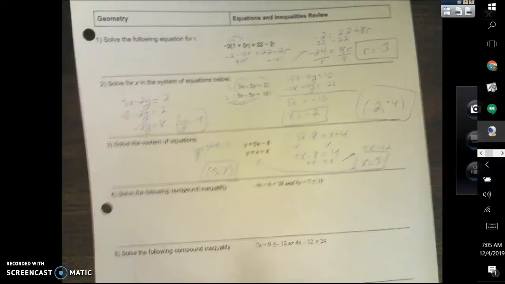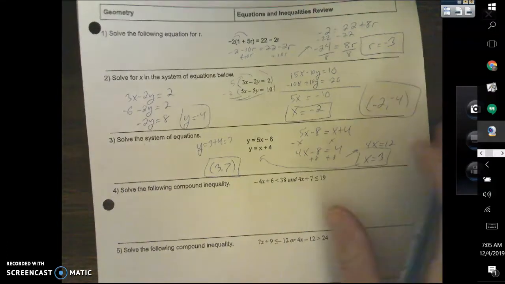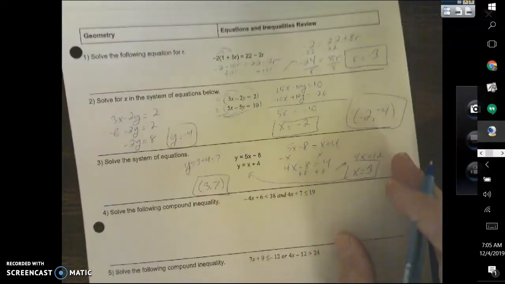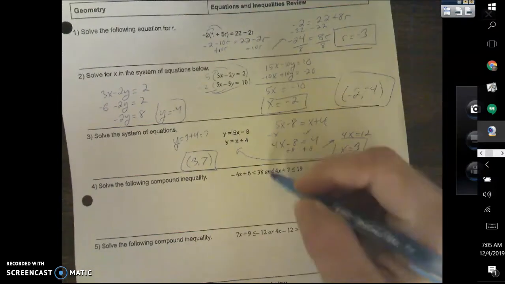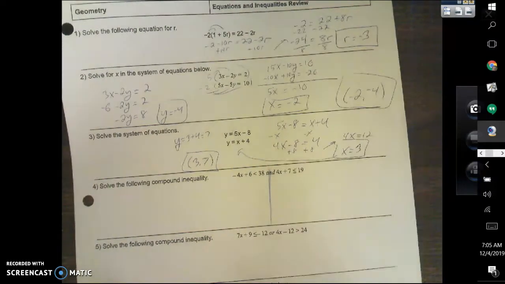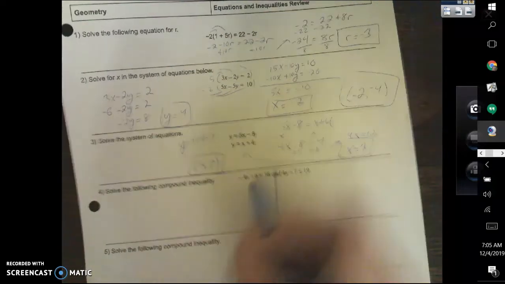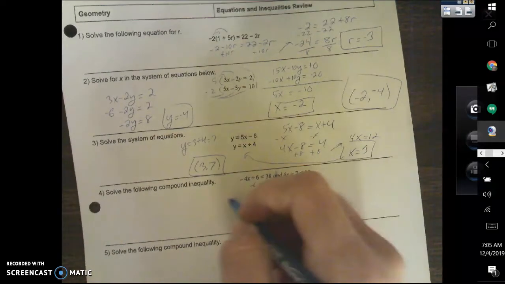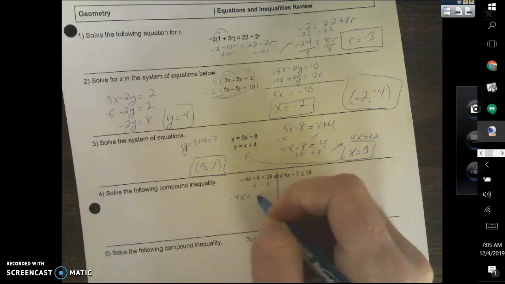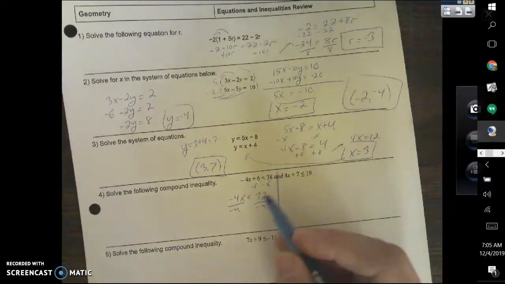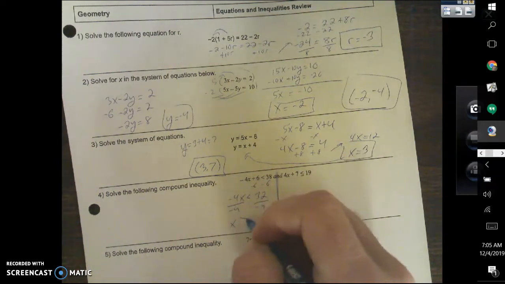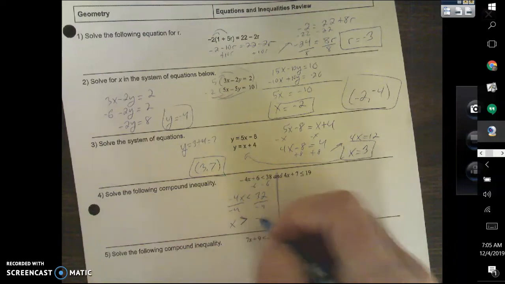Good stuff. Okay. Solve the following compound inequality. Here we've got two different things going on. I like to draw a little line down the middle here. I know there's an and, but you do one, you do the other. I'm going to subtract 6. -4x is less than 32. When you divide by a negative, this inequality sign flips. So I'm going to get x greater than -8.